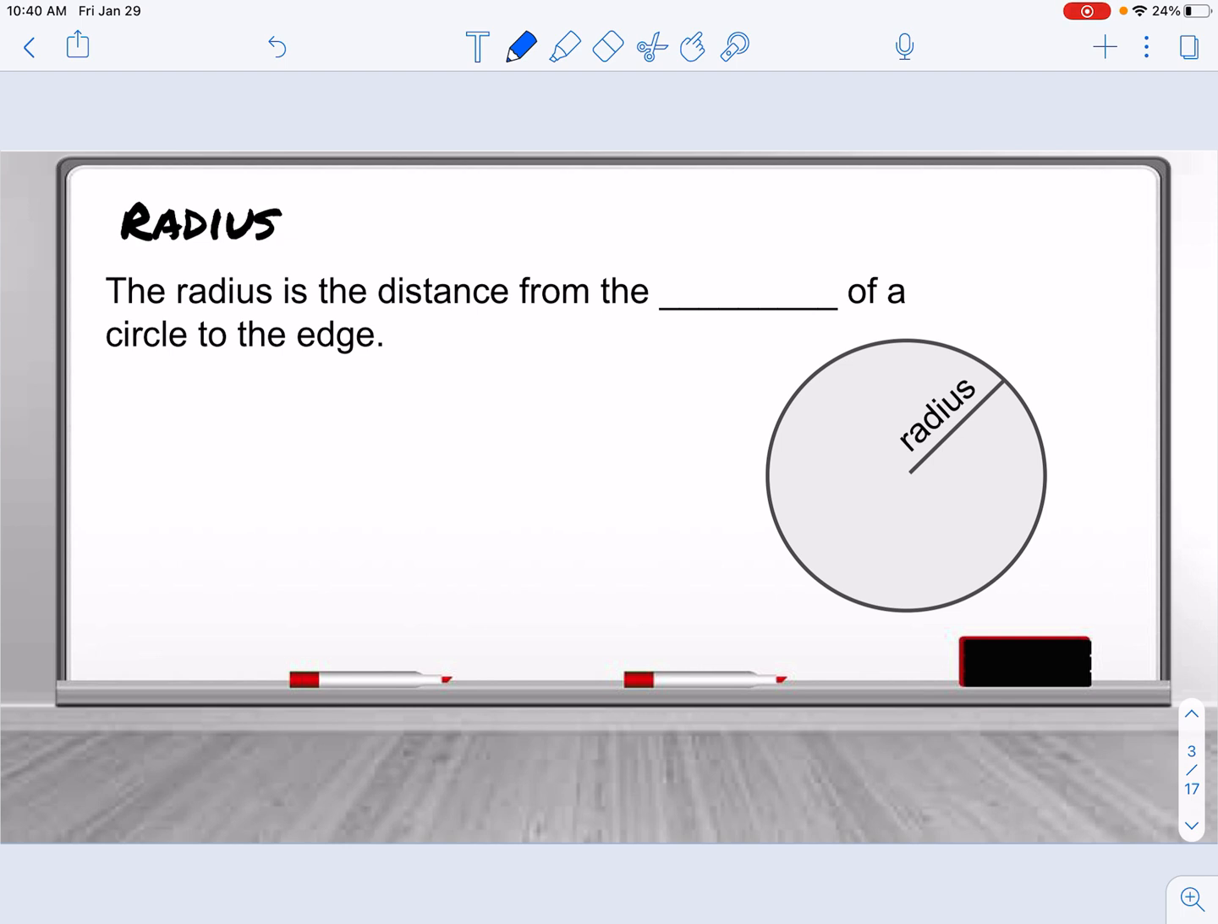Radius. The radius is the distance from the center of a circle to the edge. So that distance that connects the center to the outside of the circle, that is our radius.